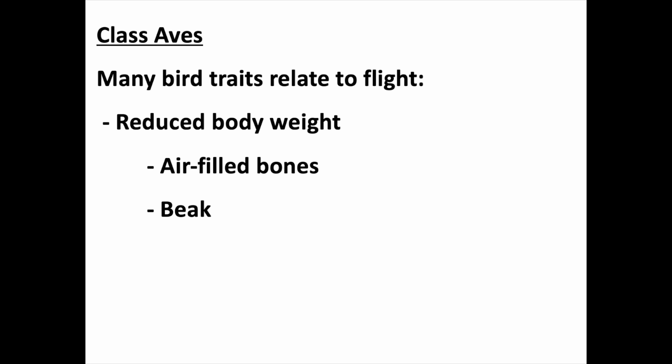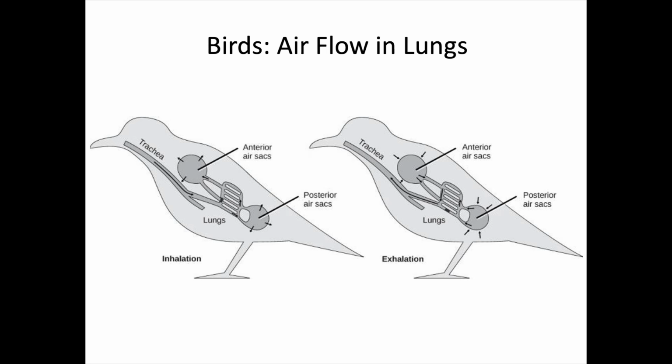The last thing I want to point out as far as traits relating to flight go has to do with the airflow in birds. So air goes in, enters the lungs, gas exchange happens, air goes back out again. But birds have taken this a step further. Air goes in, some of it goes to the lungs, but some of it goes to this air sac. There's no gas exchange happening here, so this air is untouched.